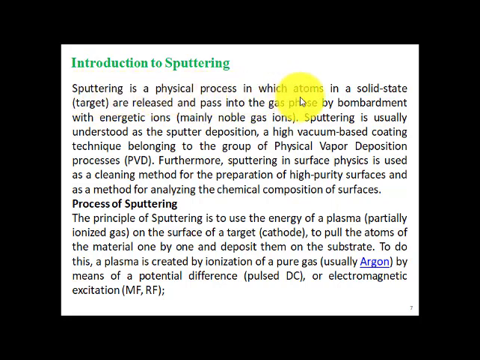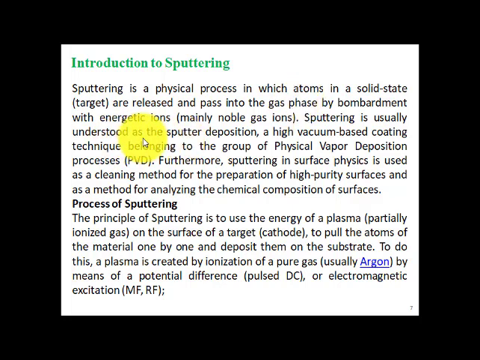So sputtering is just a procedure in which we bombard noble gas ions on a solid state target source material, and the atoms are released by the bombardment of noble gas ions from the surface of the target material. So this process is sputtering.